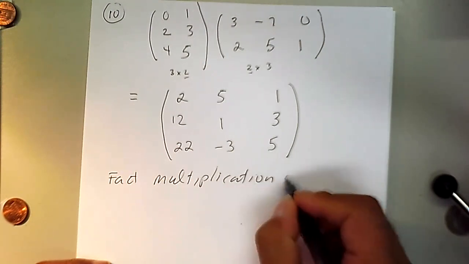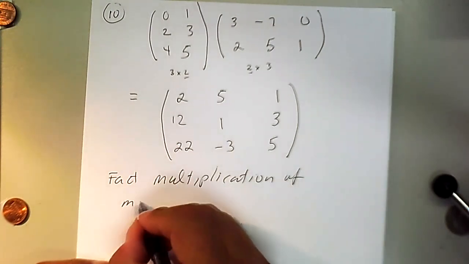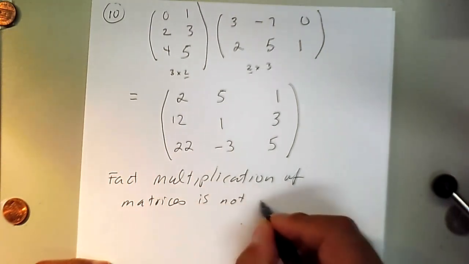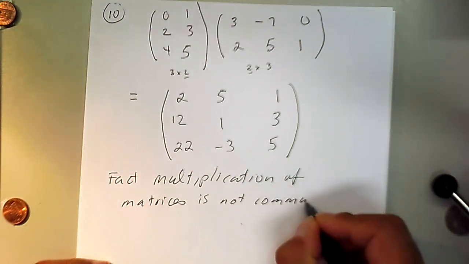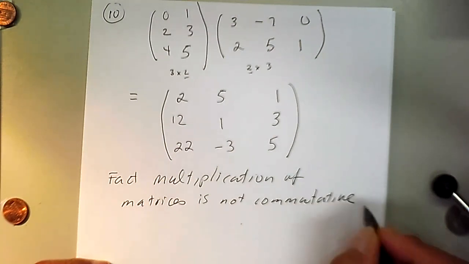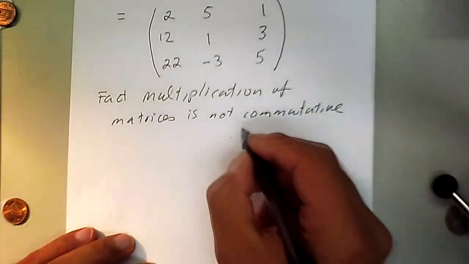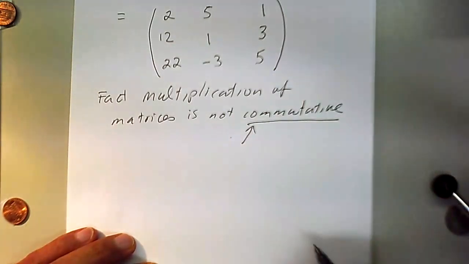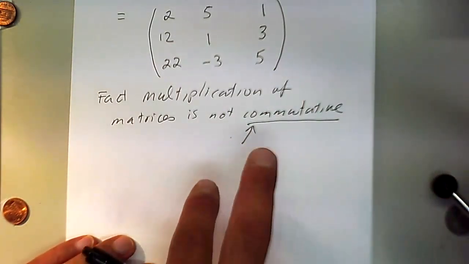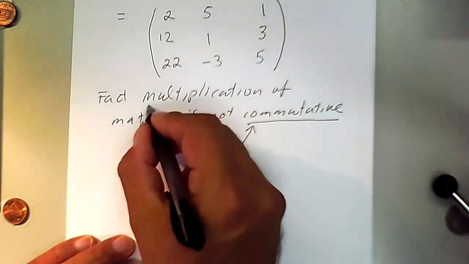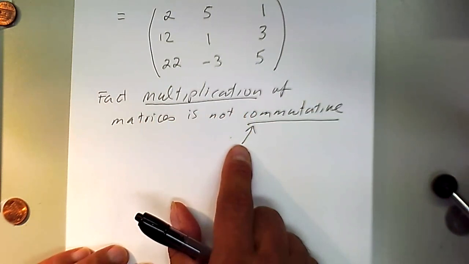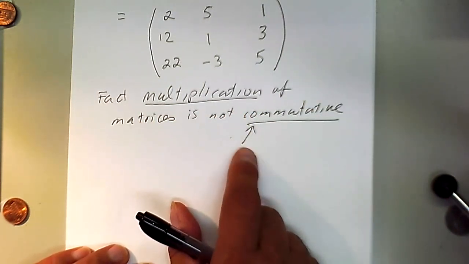Multiplication of matrices is not commutative. Now let me elaborate on that. What does commutative mean? Commutative means that the order in which we multiply, because we're talking about multiplication, does not matter. It never matters.